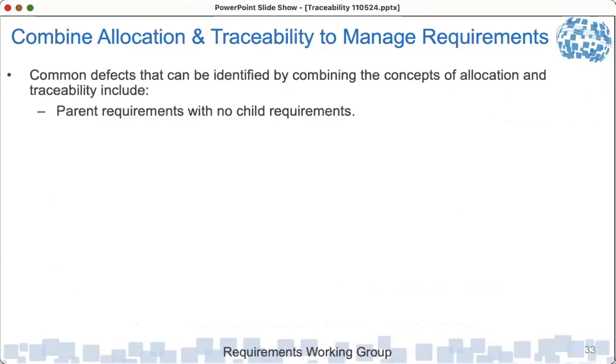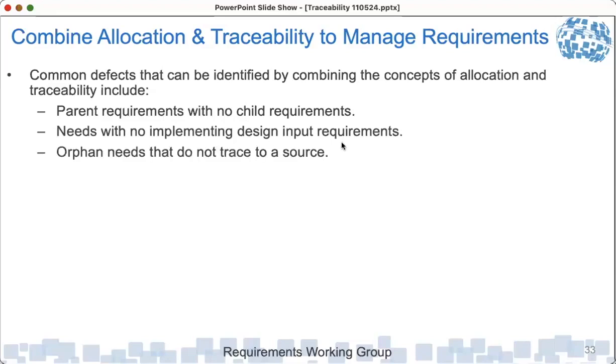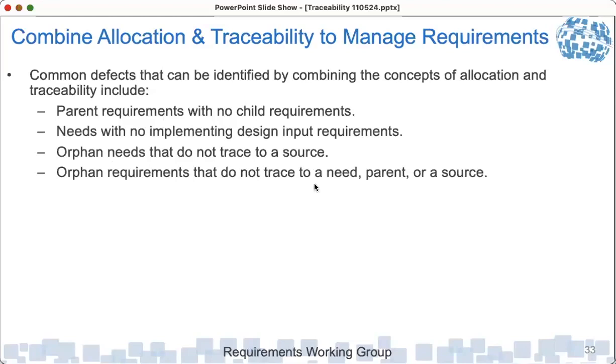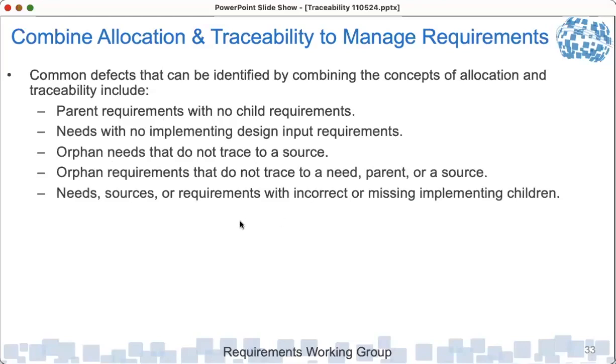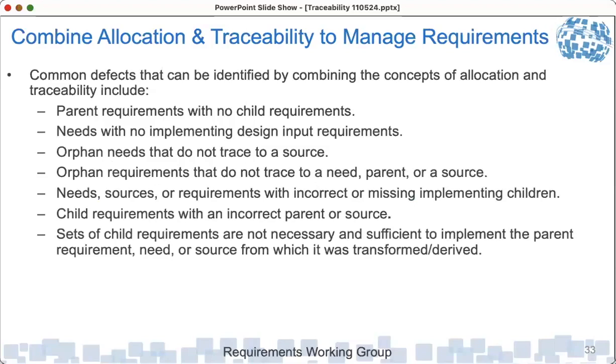In combining allocation and traceability, we can check for various kinds of defects. Parent requirements that don't have any child requirements: they were allocated, but no child requirements were developed to implement the parents. We have needs with no implementing design input requirements. We have orphan needs that don't trace to a source. We have orphan requirements that don't trace to a need, parent, or source. Needs, sources, and requirements with incorrect or missing implementing children. Child requirements with an incorrect parent or source. Sets of child requirements that are not necessary or sufficient to implement the parent requirement, need, or source.